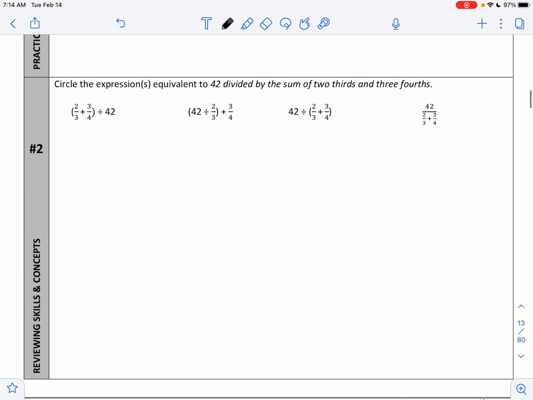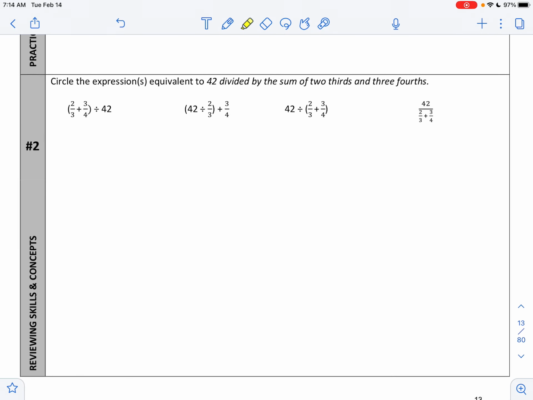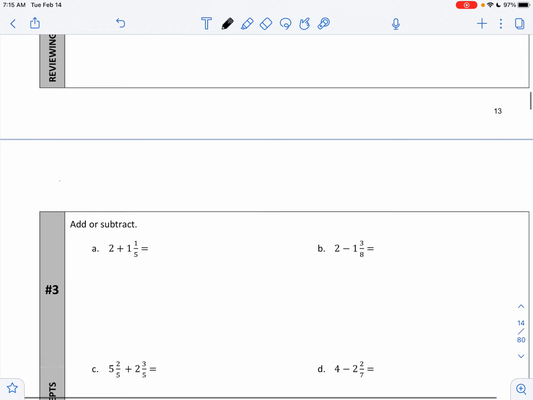Question 2 is just like question 2 on last night's homework. It says circle the expression that's equivalent to 42 divided by the sum of 2/3 and 3/4. I just want to give you a reminder that sum means the answer to addition. So you'll want to circle one of these solutions.